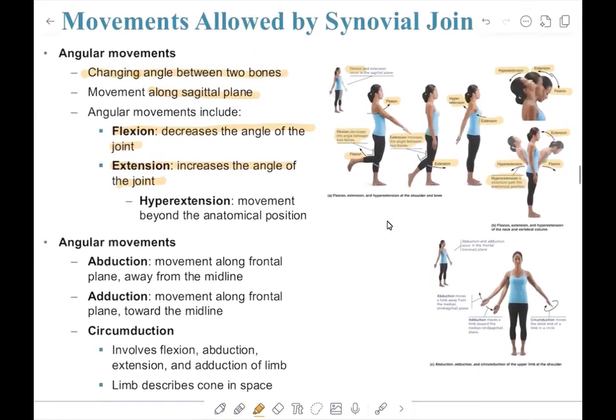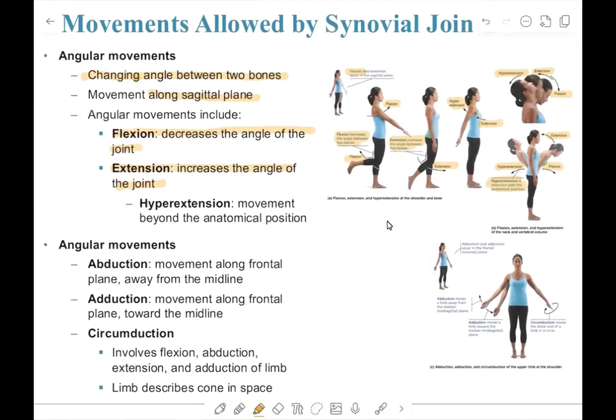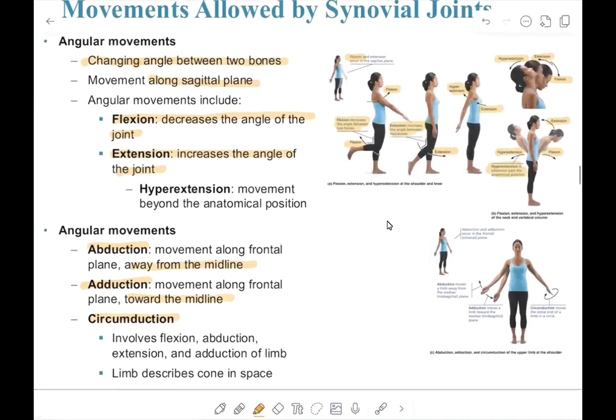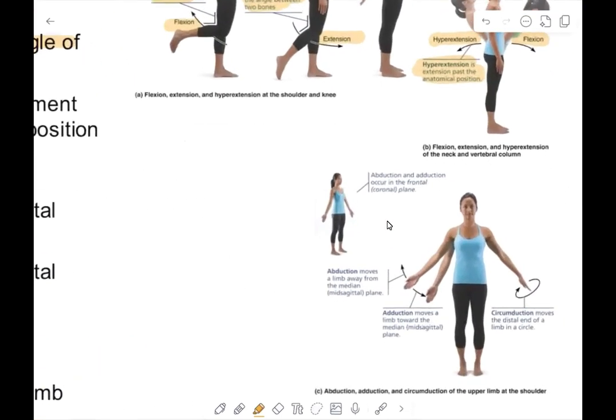The other example of angular movements would be abduction, adduction, and circumduction. Abduction is like abduct, to take away something. So it's movement along the frontal plane away from the midline. Adduction would be adding that limb back towards the midline. And circumduction would include all of these: flexion, extension, abduction, and adduction. So it kind of describes a limb making a cone in space.